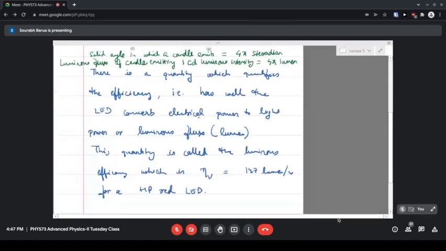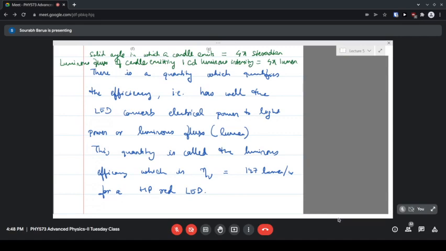Now there is a quantity which quantifies this efficiency. That is, for every unit of electrical energy, how much light energy is being converted by the LED. That is known as luminous efficiency. It is the measure of the efficiency of an LED, meaning how well it is converting electrical energy to light energy. So what is this luminous efficiency? It is measured as lumen per watt, meaning for every watt of electrical energy, how many lumens of light energy it has emitted.